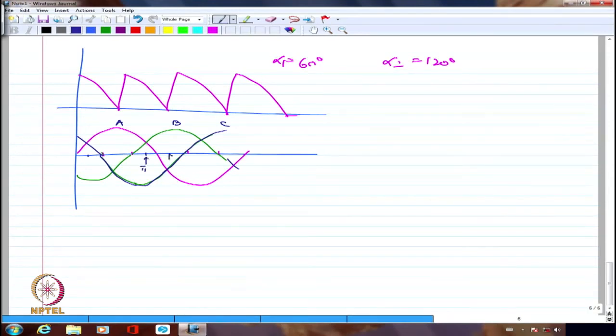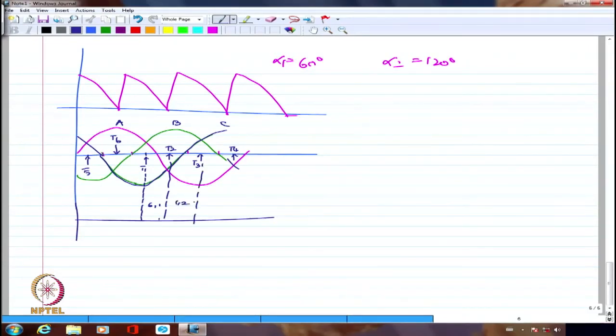That means I have to fire 2 here, 3 here, 4 here, and 5 here, and 6 here. Am I right? This is alpha equal to 120. So for alpha equal to 120, if I am firing, during this portion from here until here, I should be getting 6 and 1 conducting. And from here until here, it will be 1 and 2 and so on.